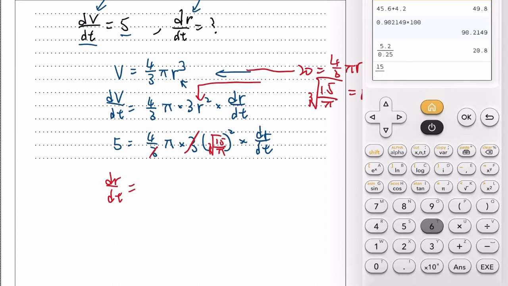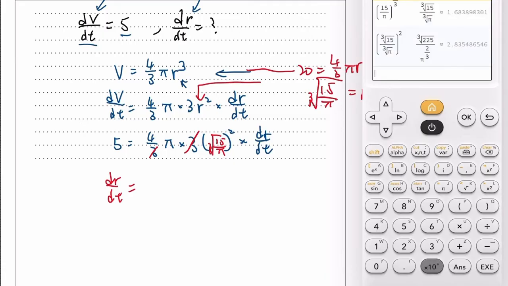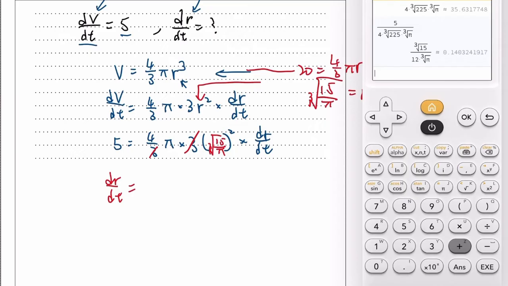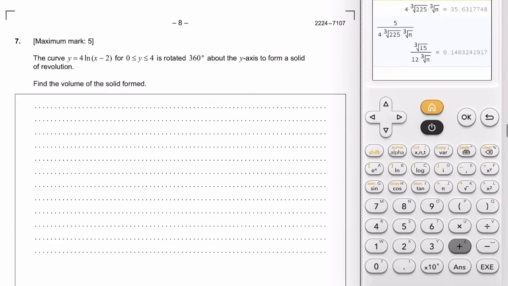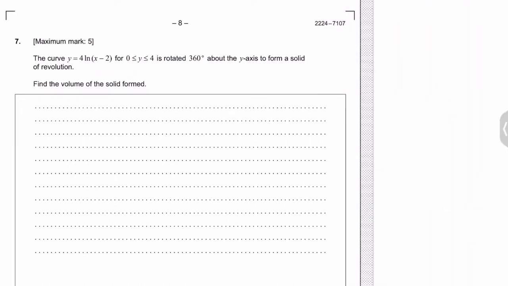15 over pi, to the power of 1/3. Then square, then times 4 pi. Then we have 5 divided by that. If I didn't press anything wrong, it should be 0.140. Question 6, very typical related rate.